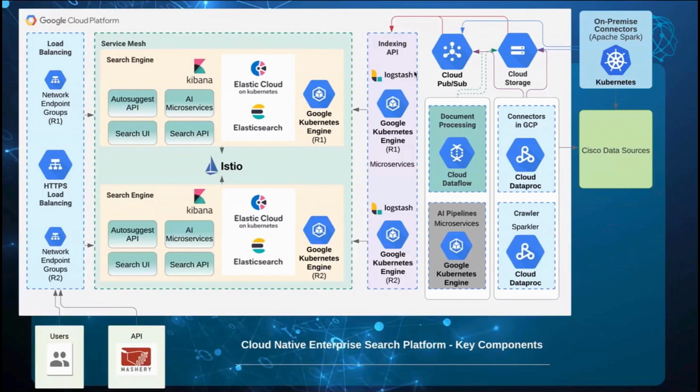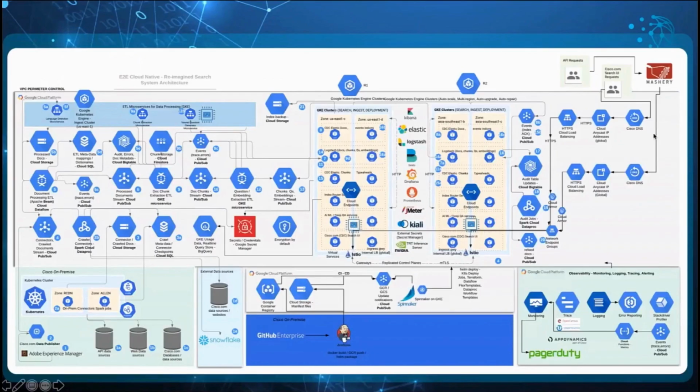Here I'm portraying the key components of the enterprise's platform. You can see the on-prem connectors and the data sources, and the connectors in GCP that are based on Google Dataproc, the document processing pipeline based on Dataflow and the AML microservices, and the documents are indexed via Logstash services deployed in each of the two GCP regions, and it in turn passes the document to Elastic for indexing in each of the index regions, and we have a load balancer to route the traffic across the regions with an anycast IP. This portrays all the components that we talked about in this session.